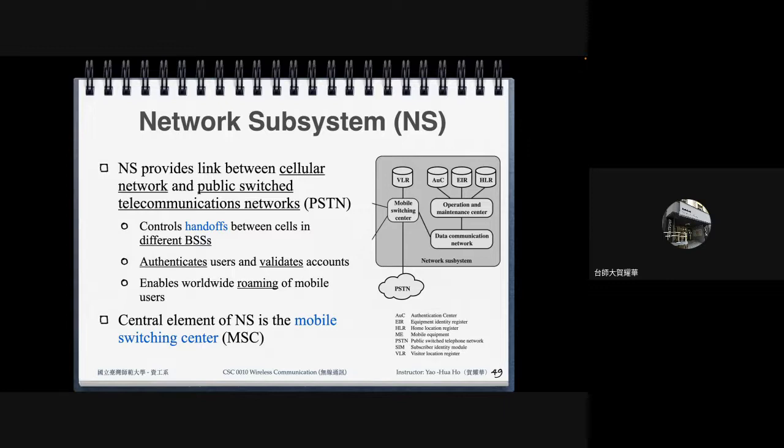If you want to switch within a base station subsystem, it is controlled by the base station controller. But if you want to hand off from one subsystem to another subsystem, it is controlled by the mobile switching center. It also handles authentication of the user and validating the account, which is the same thing as before on the MTSO. It enables worldwide roaming for mobile users, which is the same operation as at the MTSO before. Therefore the central element of this network subsystem is the mobile switching center, which is the same principle as the MTSO.